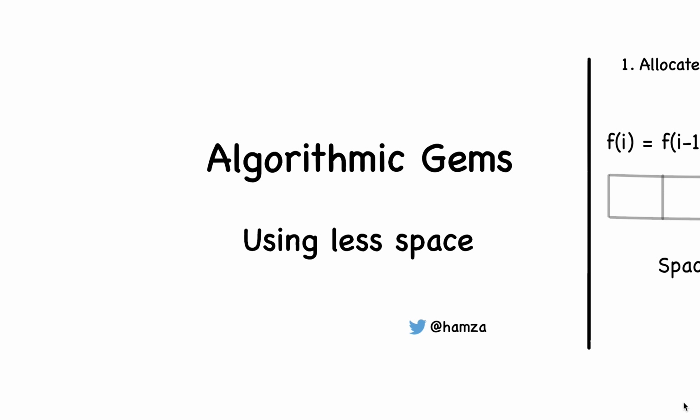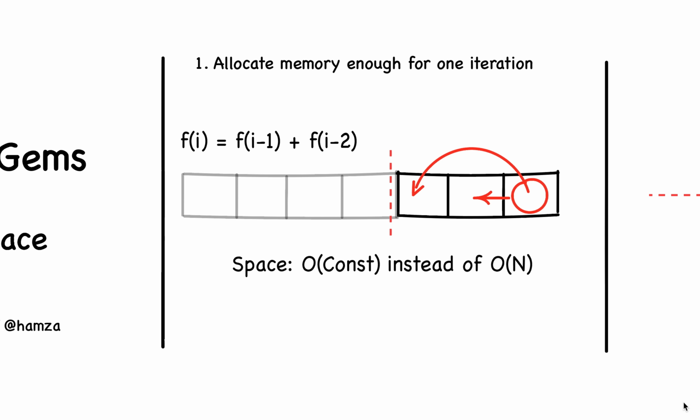So, the first idea to optimize memory usage occurs when you have an iterative algorithm. So, you iterate to do some calculation. In some cases, you can allocate memory just enough for one iteration. Then you can recycle and reuse it in subsequent iterations instead of allocating more space.